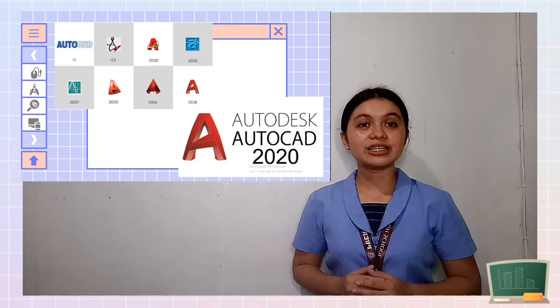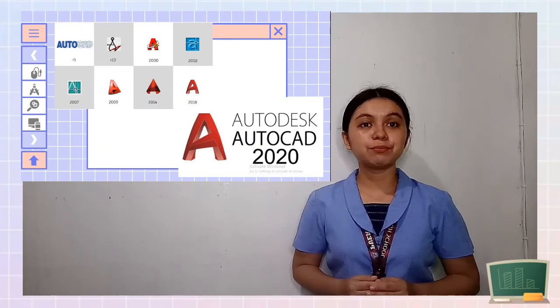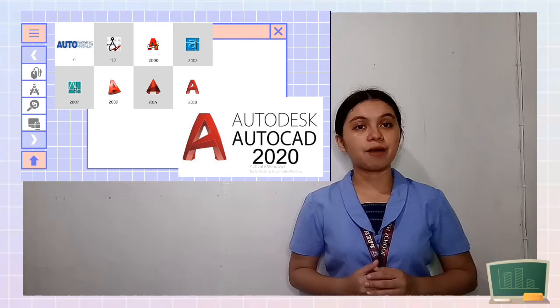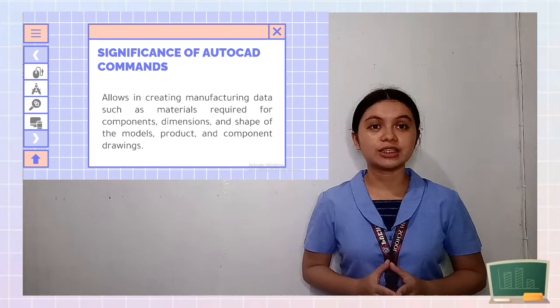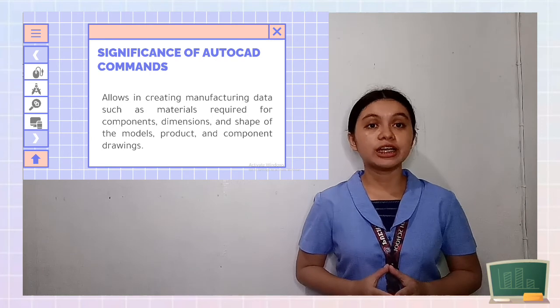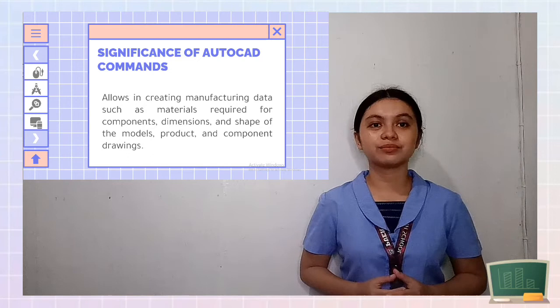So here's the phases of the AutoCAD application throughout the years. As of today, people are using the 2016 up to the latest version of the said application. So what is the significance of AutoCAD commands? With this set of commands, we're able to create a shape or dimension that we will use in manufacturing a product, a model, or a drawing.